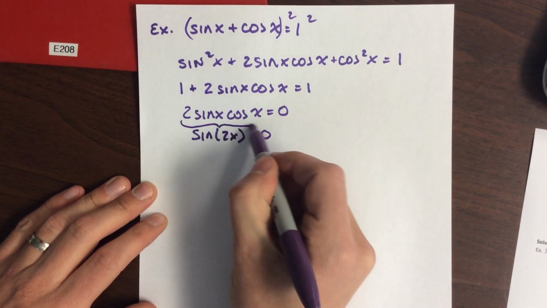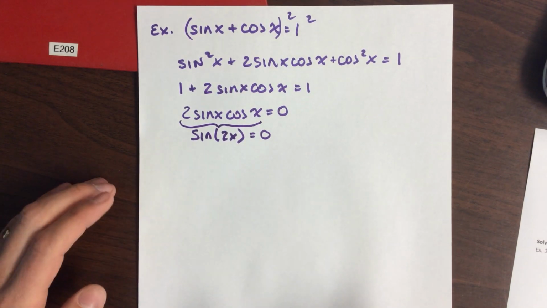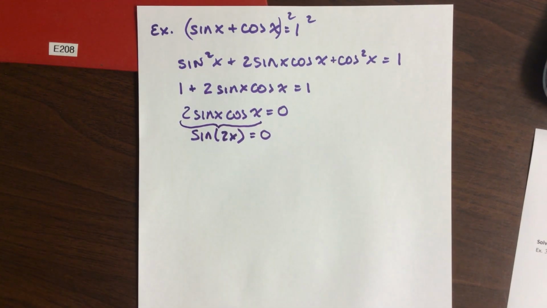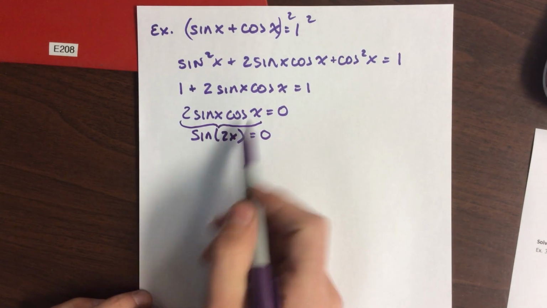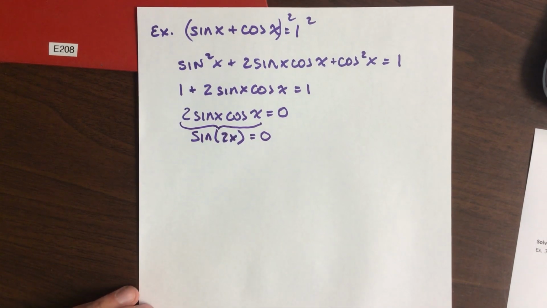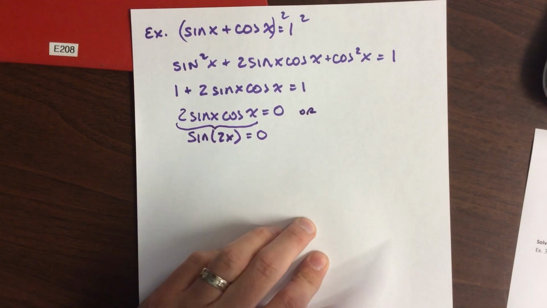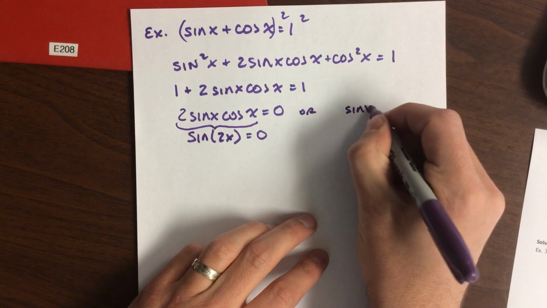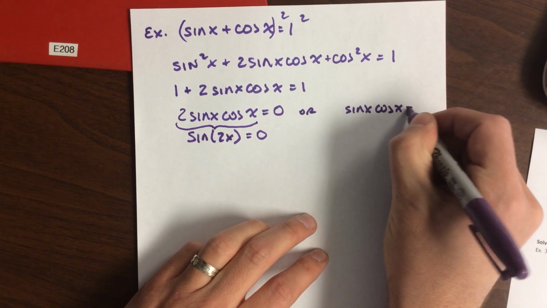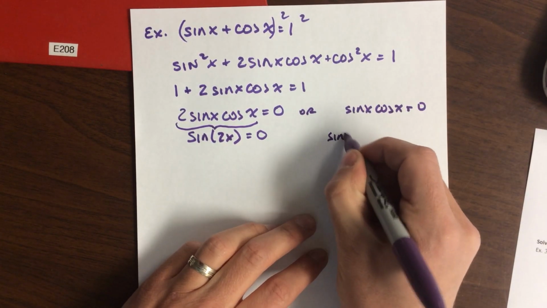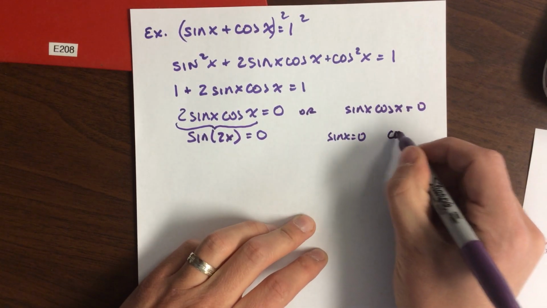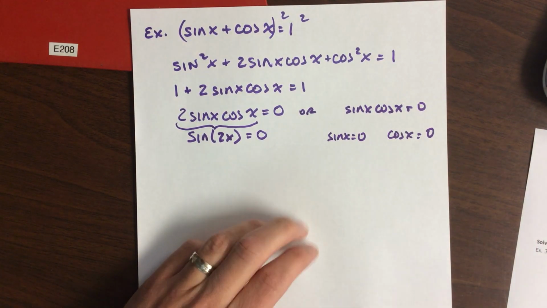That whole thing. We could divide by 2, and then we've got sine equals 0, cosine equals 0. We could do that. I just wanted to show you that this is the double angle formula. Or we've got to think about sine cosine equals 0, and then we can break it apart. That's sine equals 0, cosine equals 0.